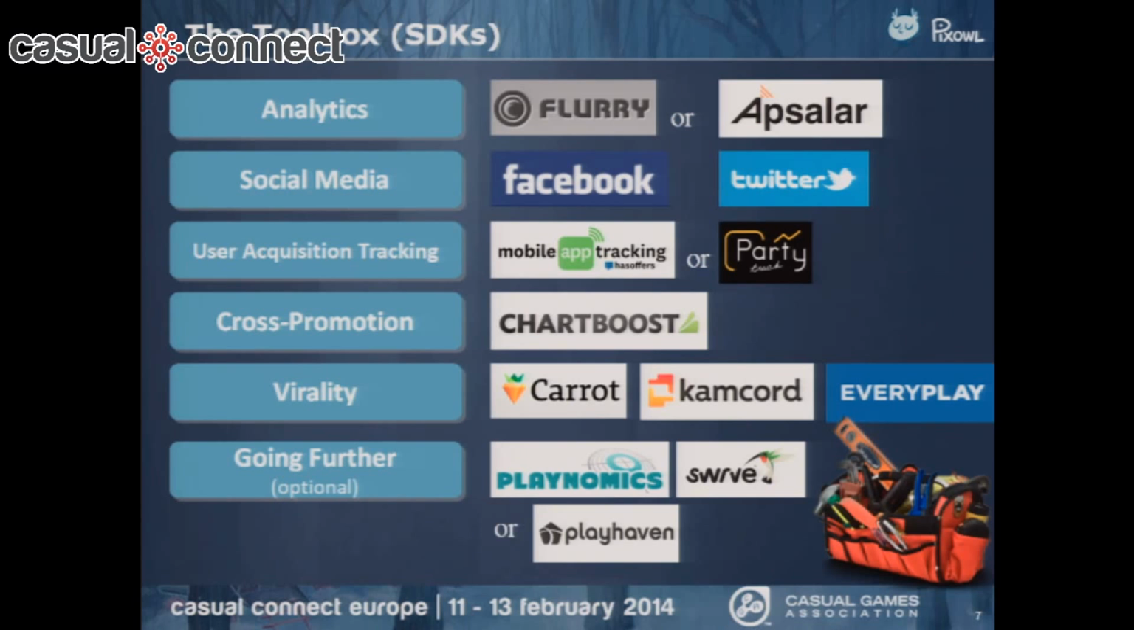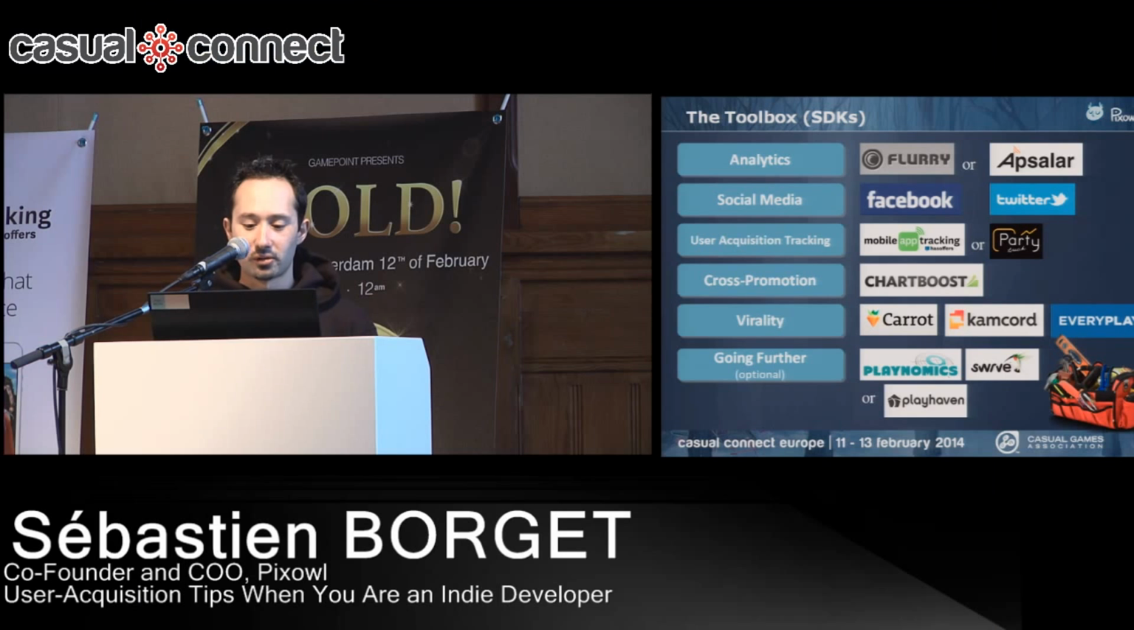For cross-promotion, I would recommend Chartboost. I believe they are the big reference. For virality, you can look at GoCarrot, which helps you post social stories on the walls of your Facebook friends, and use Camcord or Everyplay for in-game video recording. I know both are at this convention, so if you need an introduction to them, just ask me. And if you want to go further, you can start looking into in-app marketing features or A/B testing features with folks from Playnomics, Swerve, or Playhaven, which I believe are also here.